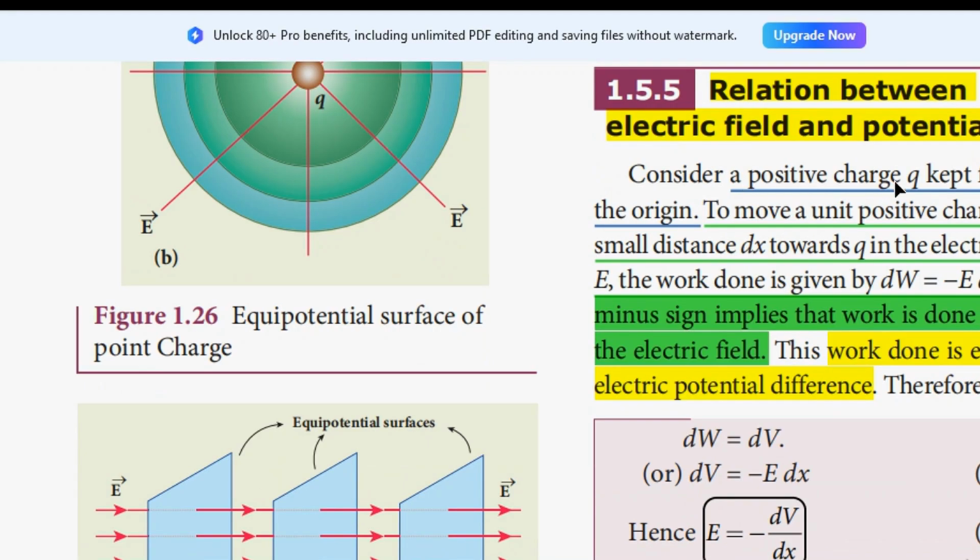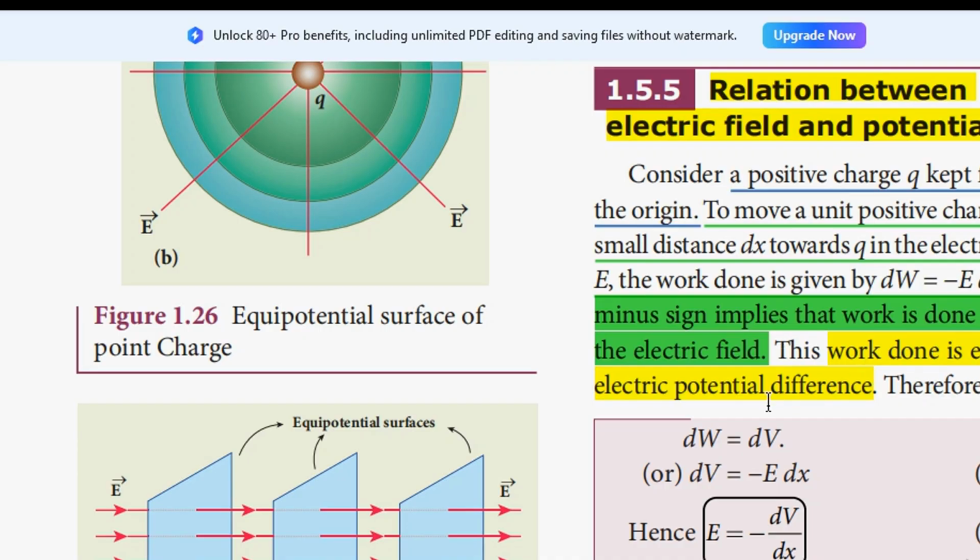For this, let us consider a positive charge Q kept fixed at the origin. We are considering that a unit positive charge is moved through a small distance dx towards Q in the electric field E. Then the work done is given by dW equal to minus E dot dx. The minus sign implies that work is done against the electric field.